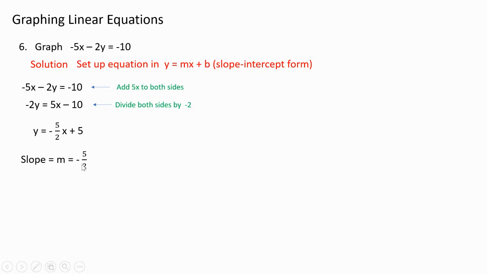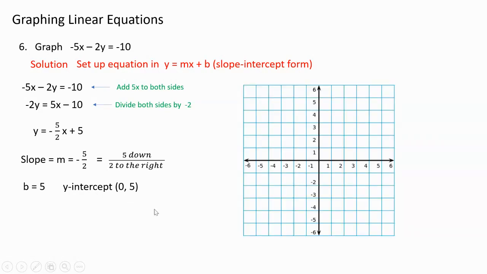So now we know what the slope is, right? The slope is -5 over 2, which means it's going to go 5 down and 2 to the right. From where? From the y-intercept, which is my b, which is (0, 5), and that's my starting point. So we start at (0, 5), up here. Then we're going to go down 5: 1, 2, 3, 4, 5, and 2 to the right: 1, 2. There's my point. We connect the points, so that's my line.